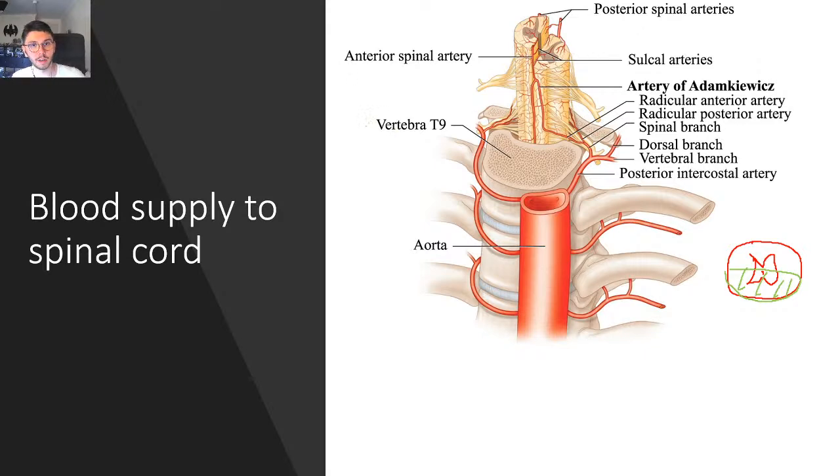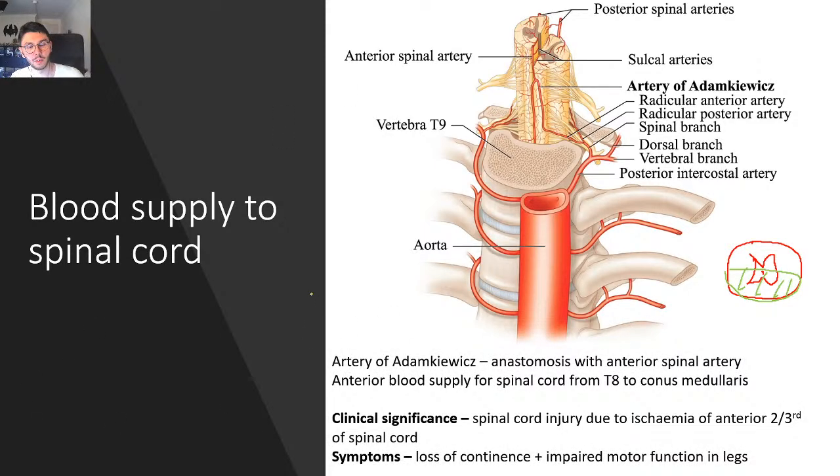But what's important here is that there's a little branch spot here, and this occurs roughly at around T8. The Artery of Adamkiewicz is an anastomosis with the anterior spinal artery, and it supplies all the way from T8 to the conus medullaris, which is a long way. Now, if you have ischemic injury, or any sort of damage to the spinal cord because of this artery, say if you're operating on the aorta, well, suddenly from T8 and T9 downwards, you have no longer any innervation, and it's on the anterior side.